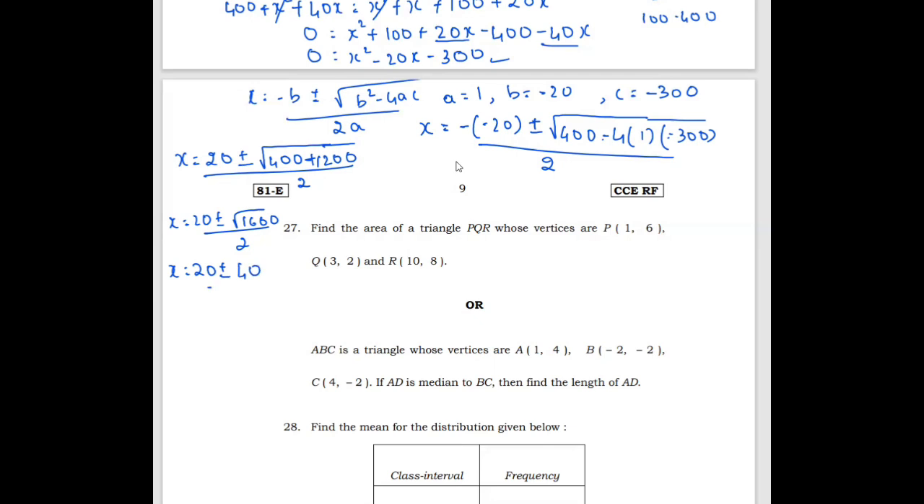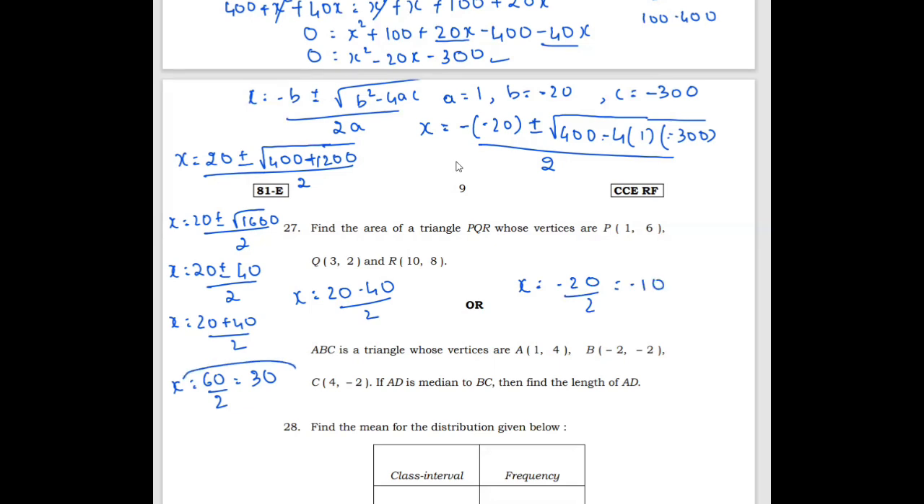So now you have to take plus or minus. x equals 20 plus 40 by 2 is one, and x equals 20 minus 40 by 2 is the other. So x equals 60 by 2, which is 30. And x equals 20 minus 40, which is minus 20, by 2, which is minus 10. Obviously you should get two answers: x is 30 and x is minus 10.